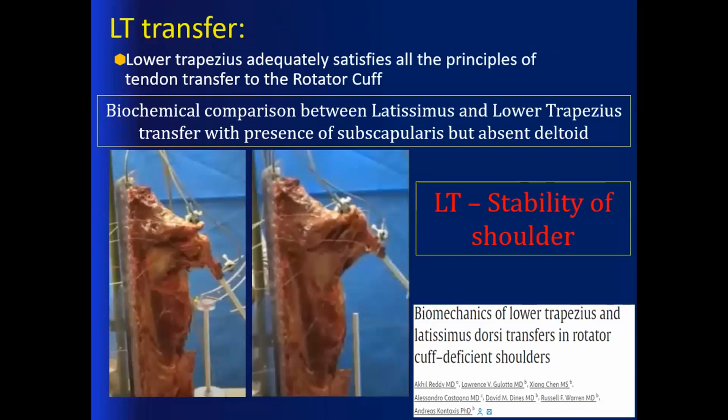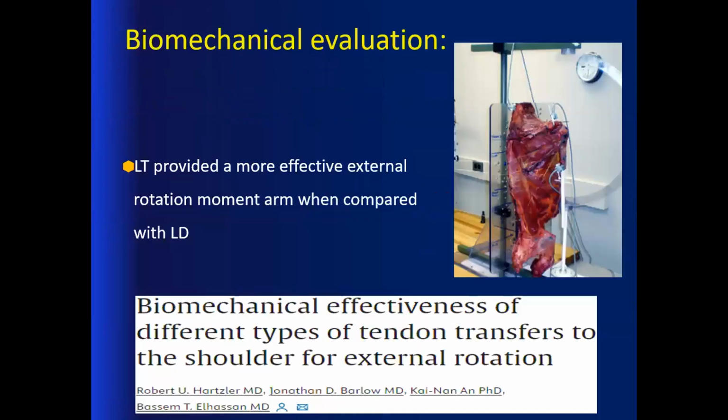On carrying out the biomechanical study, in case of absent deltoid, it was found that in case of latissimus dorsi transfer, it tends to sublux the shoulder, whereas in case of lower trapezius transfer, the stability of the shoulder is increased. And in another biomechanical study, it was found that LT transfer provided more effective external rotation moment when compared to the latissimus dorsi transfer.